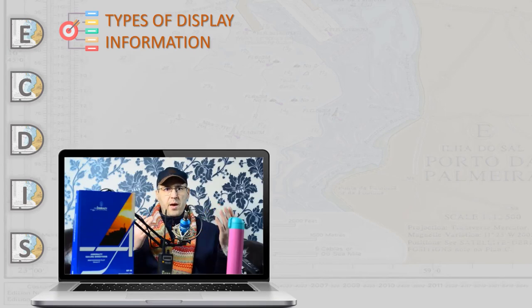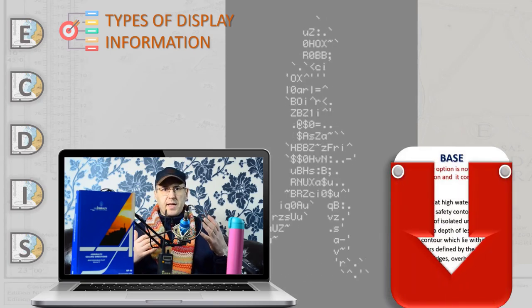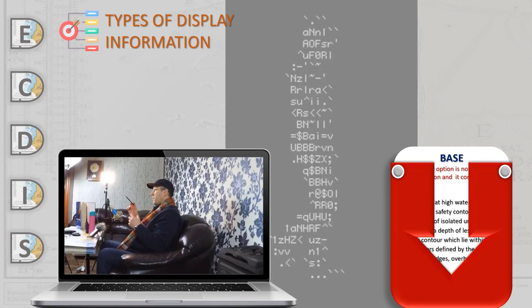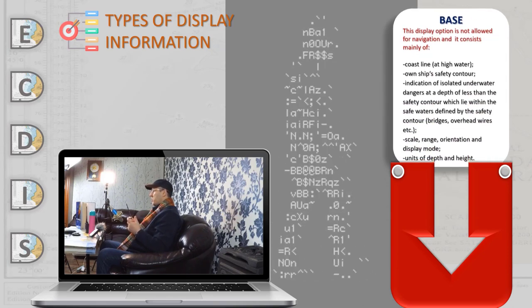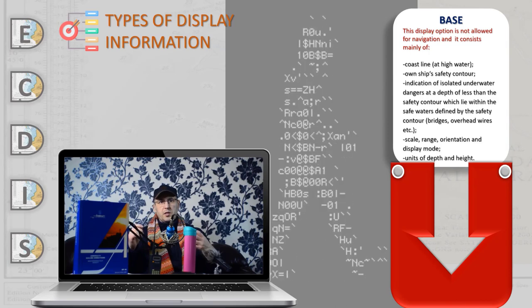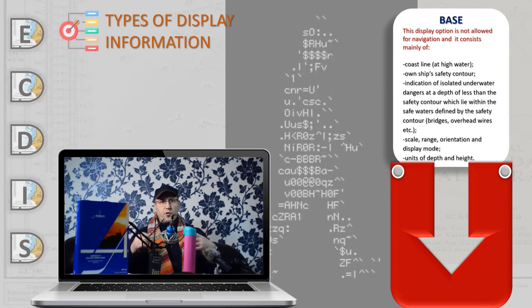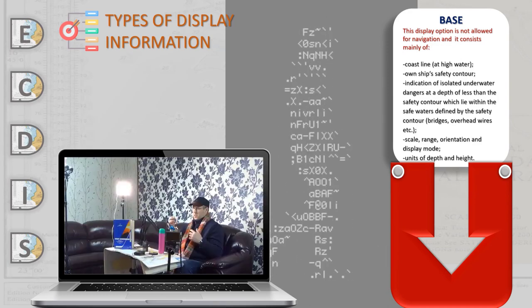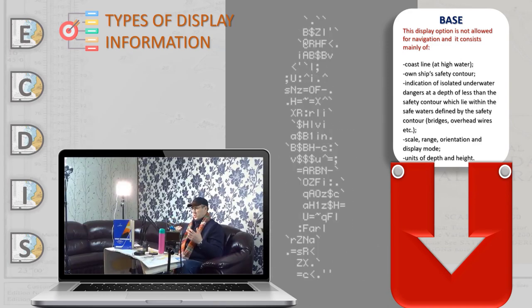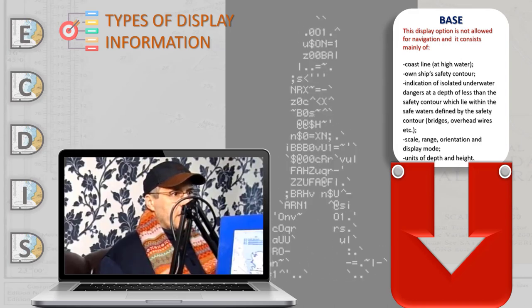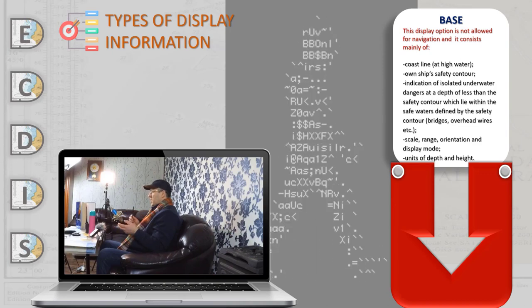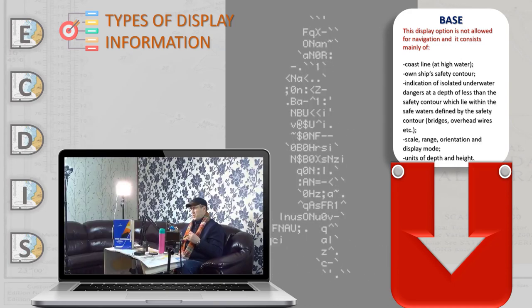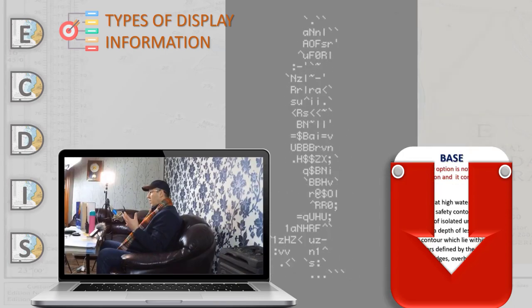ENC is like a many-layer pie, consisting of base, standard, and other display layers, which may be shown together or individually. The base display presents the minimum set of information, which must always be displayed, and it is not allowed for the navigator to use it for navigation purposes. It consists of coastline at high water, own ship's safety contour, indication of isolated underwater dangers at a depth of less than the safety contour, which lie within the safe waters defined by the safety contour. Bridges, overhead wires, etc. may be displayed on it. Scale, range, orientation, and display mode, units of depth and height.